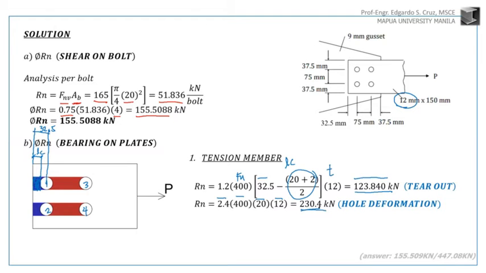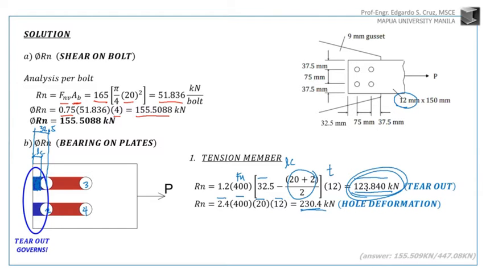So what does it mean? For the outer bolts, say bolts 1 and 2, the failure against bearing will be shear tear out. Shear tear out is the failure that will happen at the outer bolts number 1 and 2. So tear out governs.